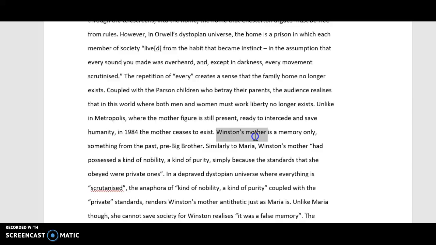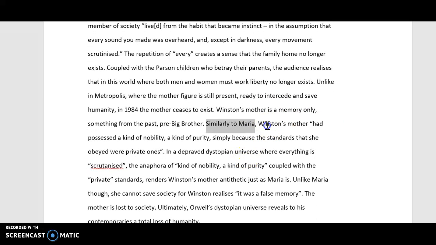Winston's mother is a memory only, something from the past, pre-Big Brother. And now I go back to my first text. Similarly to Maria, now I'm back onto 1984. Winston's mother had possessed a kind of nobility, and notice how I've brought that quote in, and it's just a continuation of my sentence. So similarly to Maria, Winston's mother had possessed a kind of nobility, a kind of purity, simply because the standards that she obeyed were private ones.